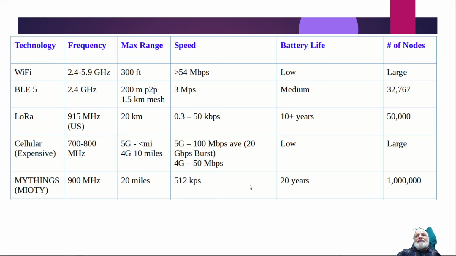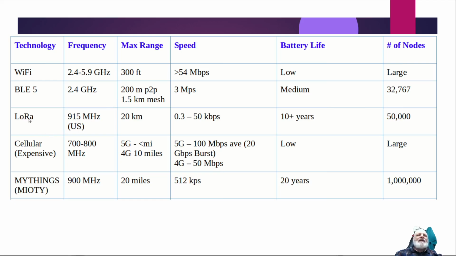So when we look at this, I think I gave you this chart before. Up here at Wi-Fi, we have very high frequency. Not a lot of range, right? Only good for maybe 300 feet for Wi-Fi, but very, very fast with a large number of devices. And then we have Bluetooth low energy, so BLE, Bluetooth low energy version 5. It's using the same frequency as Wi-Fi, not quite as fast. It has a little bit better battery life, but can only handle about 32,000 devices.